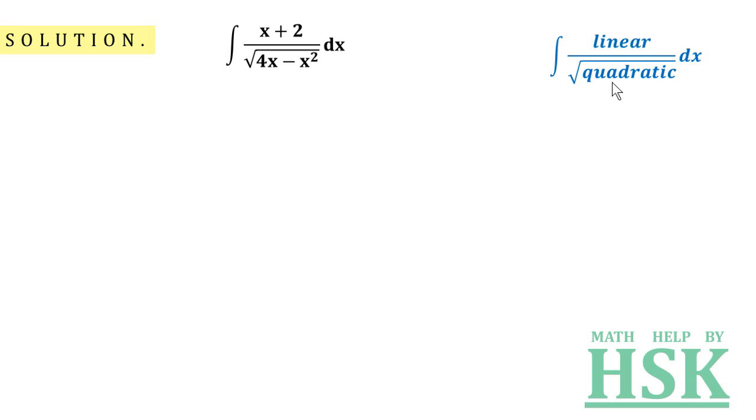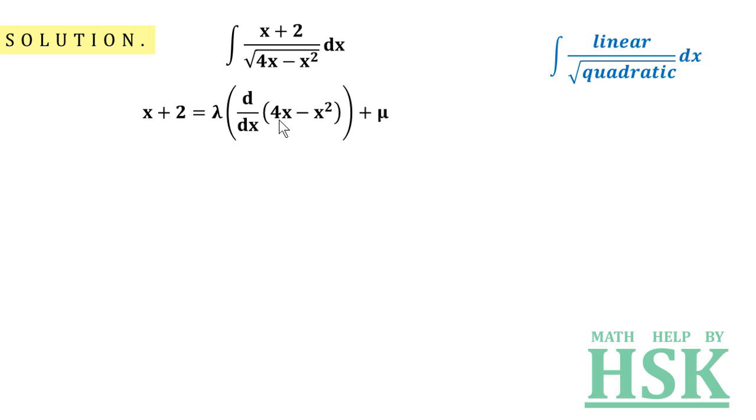So these types of questions are solved by taking the numerator, that is x plus 2, equal to lambda times d upon dx of the quadratic term in the square root sign plus mu, like this. x plus 2, that is the term in the numerator, is equal to lambda times d upon dx of the quadratic expression inside the square root sign plus mu.